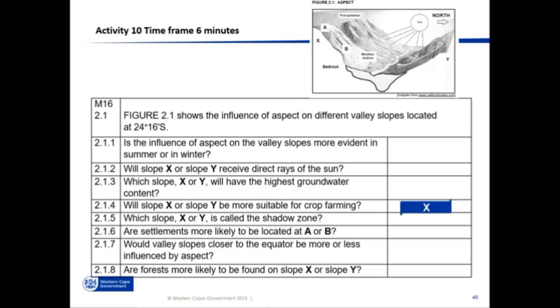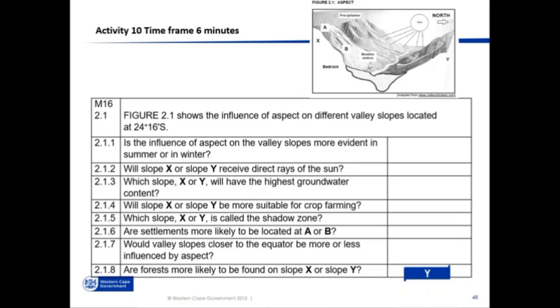Let's continue. Okay, it's got something to do with sunlight and the crops. Okay, then. That is called the shadow zone or the shadow side. I think we all know that answer. That is why. Are settlements more likely to be located at A or B? Okay, ladies and gentlemen, our answer will be B there. Would valley slopes closer to the equator be more or less influenced by aspect? I think I gave that answer also. They will be less influenced, okay? Are forests most likely found in slope X or slope Y? That answer is Y.